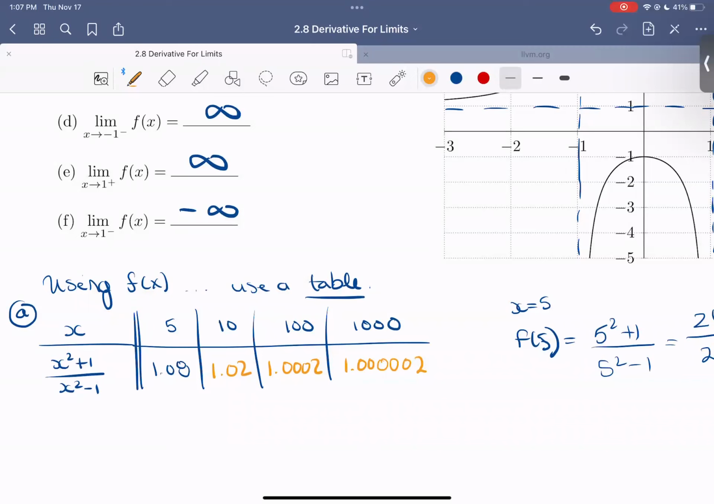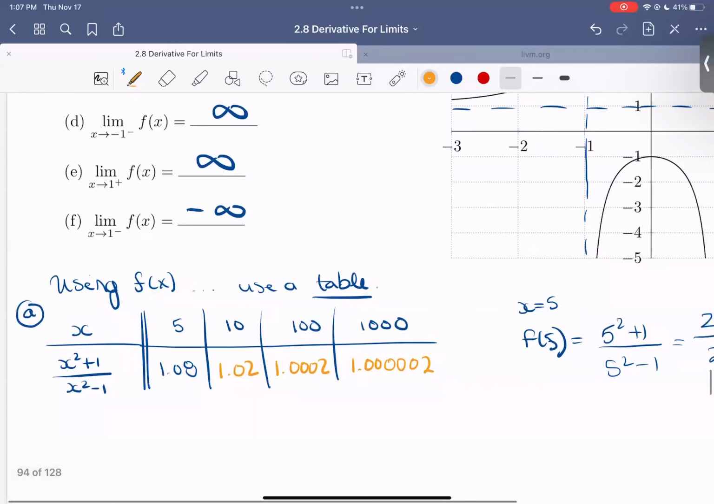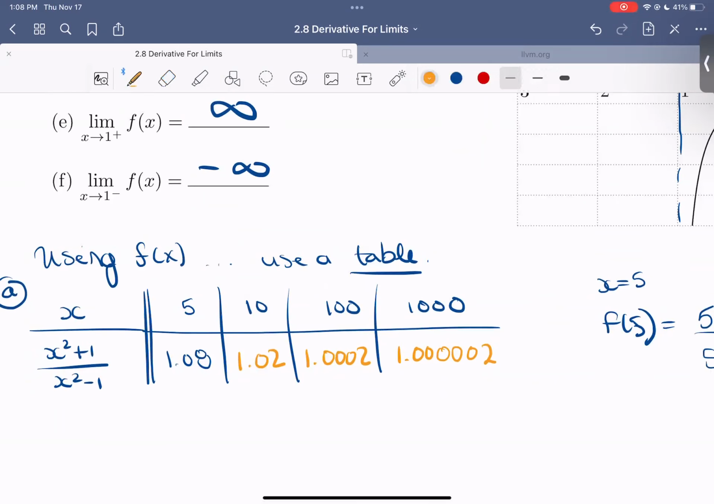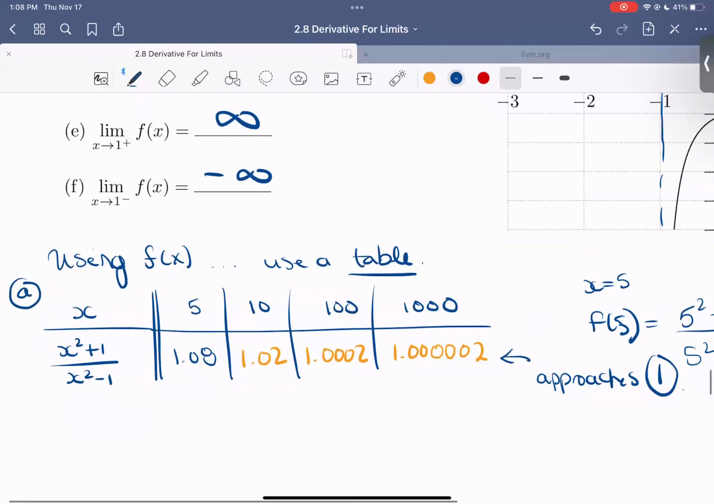All right, so for our corresponding outputs, we should be getting 1.02, 1.0002, 1.000002. So as we see, what happens to the output as x approaches infinity is we get 1. So the limit here, the function value approaches 1. So we could conclude from the table here that the limit is in fact 1.